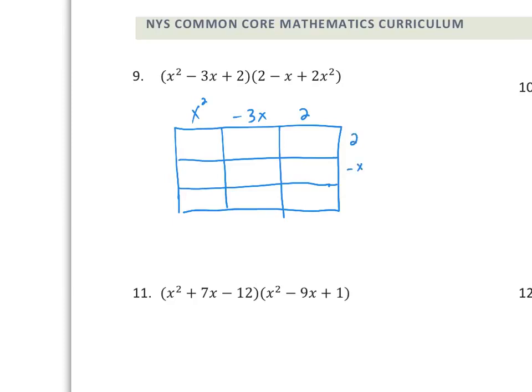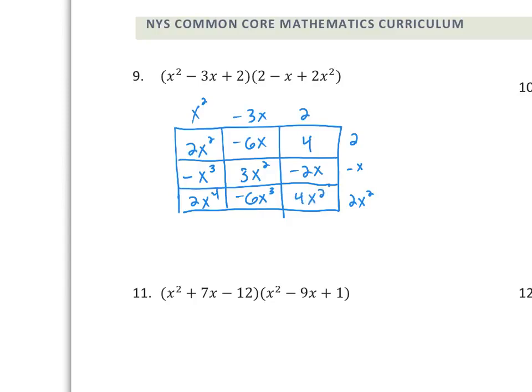2 times negative x, and then 2x squared. So we've got 2x squared. We've got negative 6x. We've got 4. We've got negative x to the third, and positive 3x squared, because a negative times a negative is a positive. And negative 2x, and then we've got 2x to the fourth, and negative 6x to the third, and 4x squared.